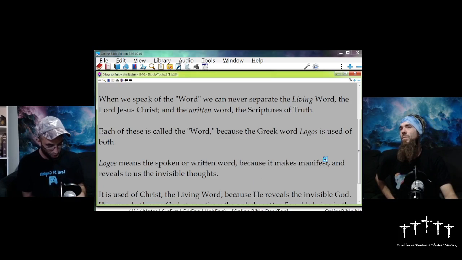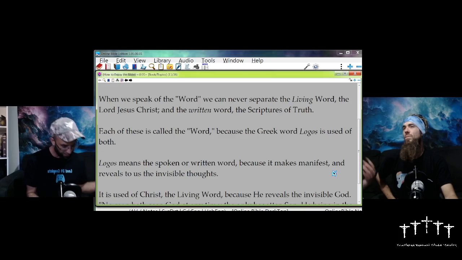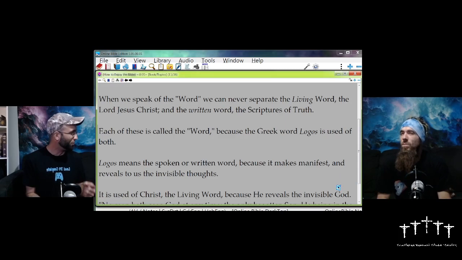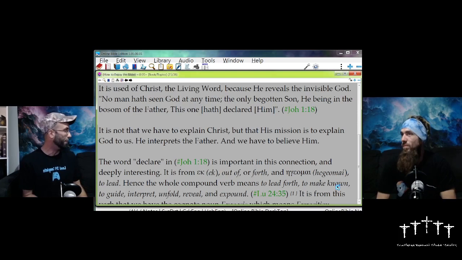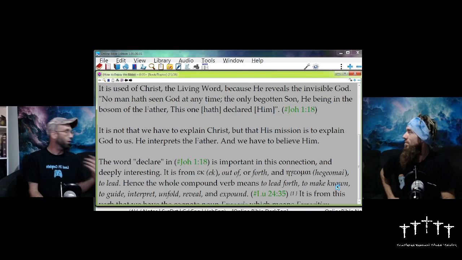Logos means the spoken or written word, because it, the Word, makes manifest and reveals to us the invisible thoughts. It's the Word of God that's a discerner of the thoughts and intents of the heart. Out of the abundance of the heart, the mouth speaks, right? God reveals things about life, about people. The more you know of His Word, the more He can reveal to you in the world around you as well. People's hearts, thoughts, intents, all these different things. And it all comes from the Word.